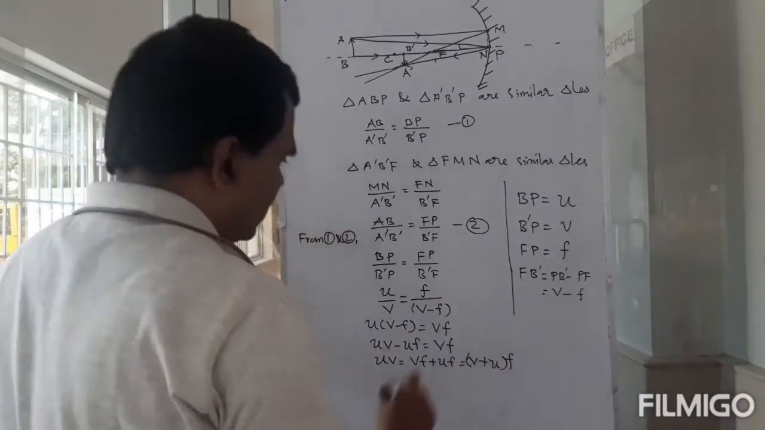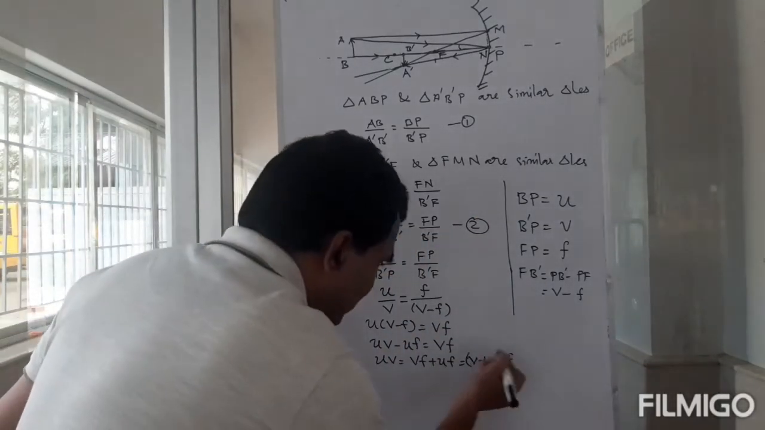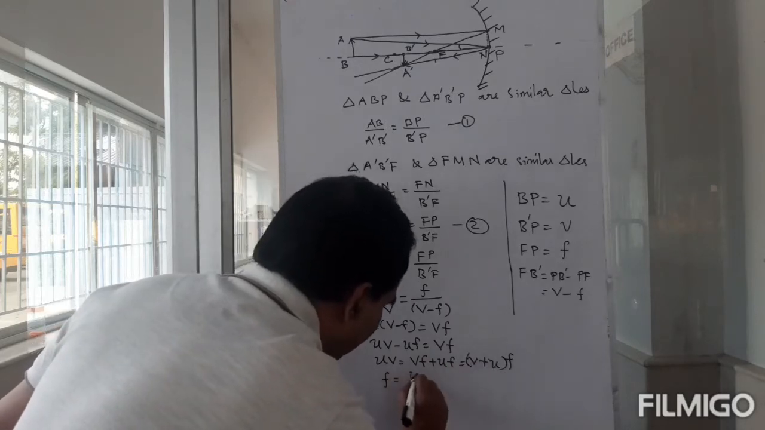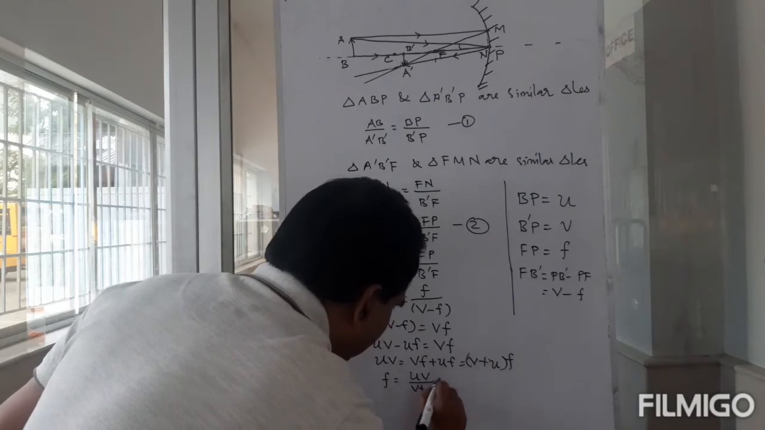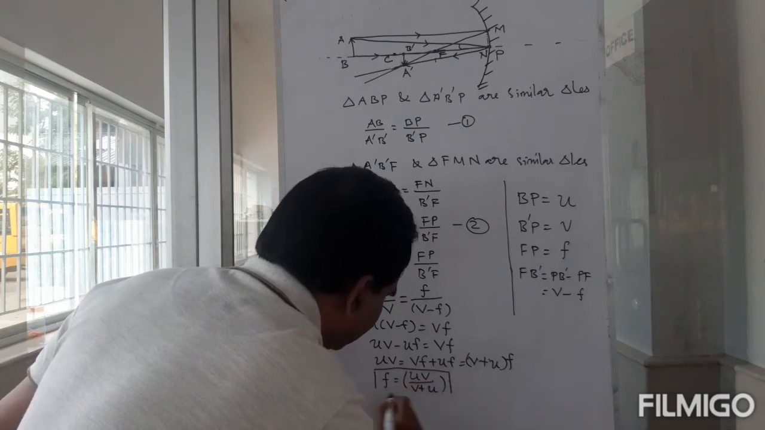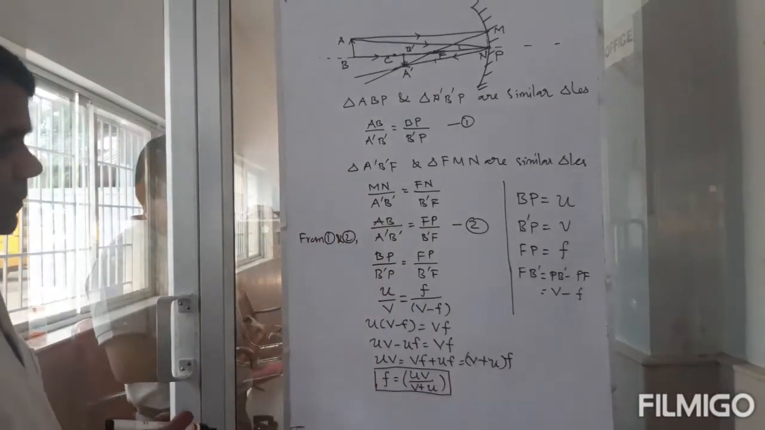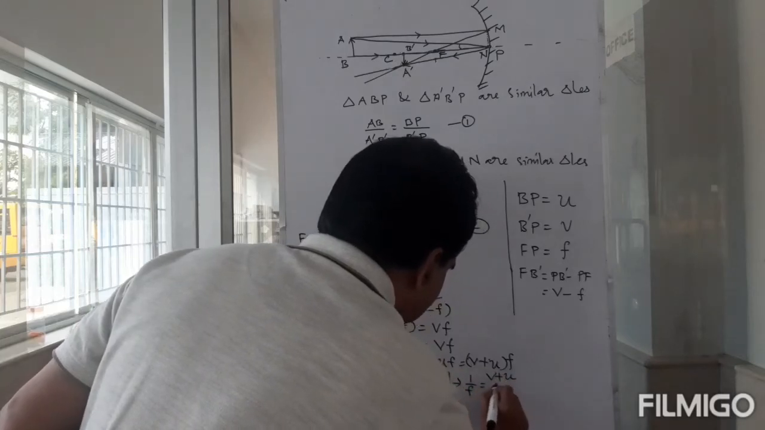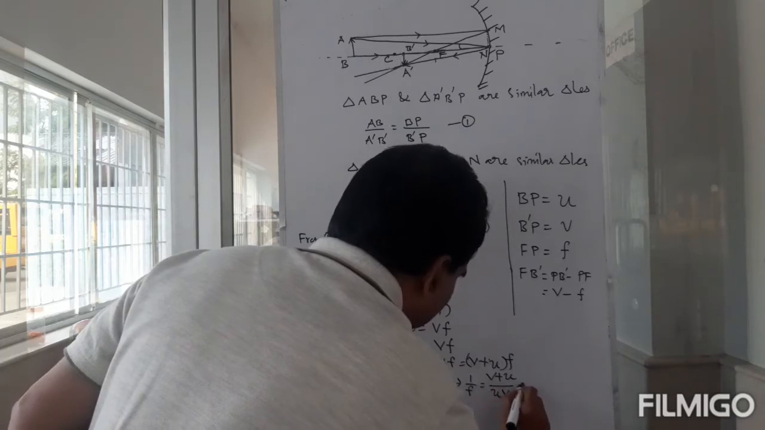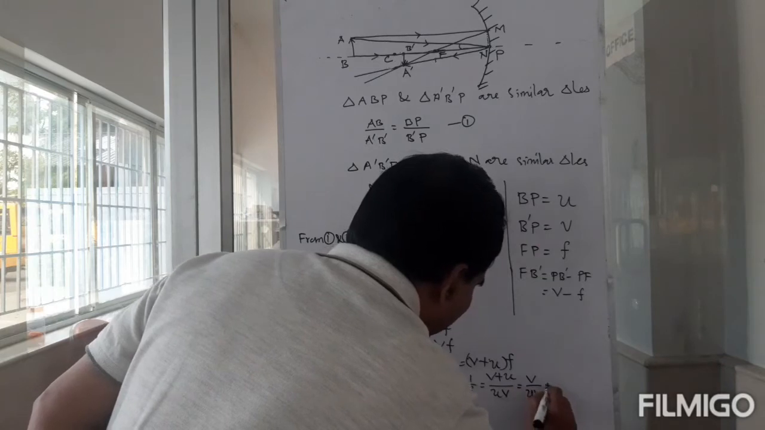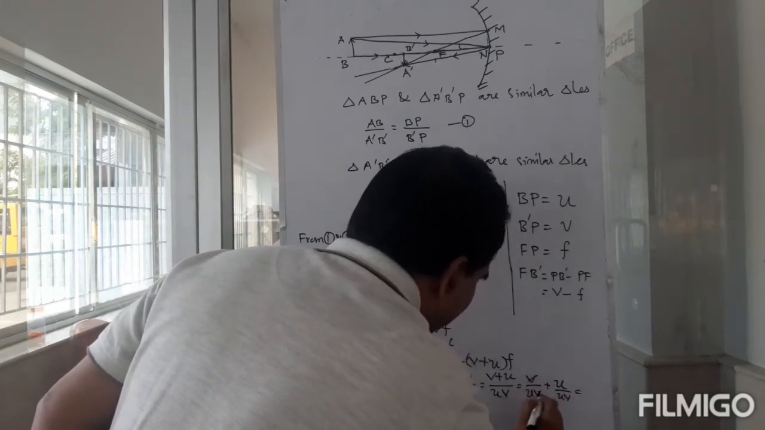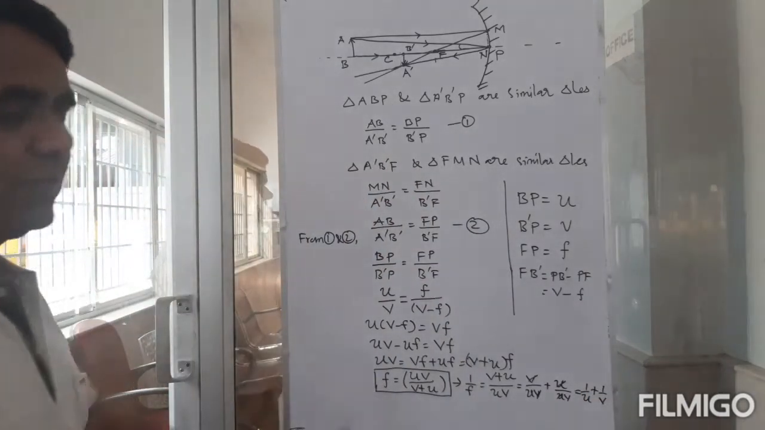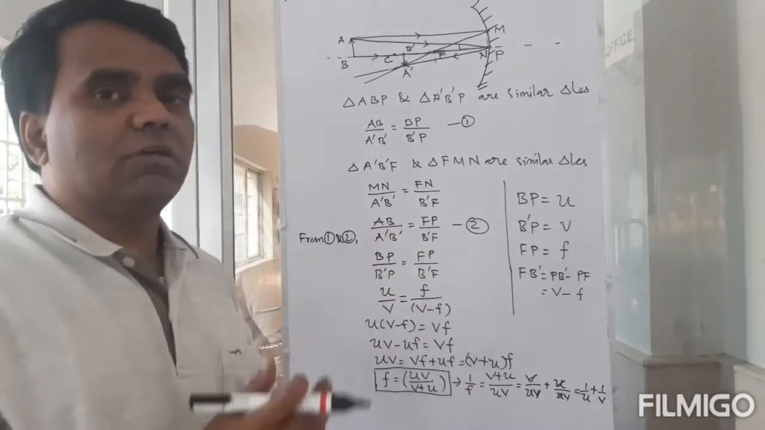Then find F or 1 by F, right? So if we find F, this is equal to UV by V plus U. If we find 1 by F, this gives me 1 by F is equal to V plus U by UV, and that is equal to V by UV plus U by UV, and that is equal to 1 by U plus 1 by V. So that is another way of doing it. So this is what we call the mirror equation.